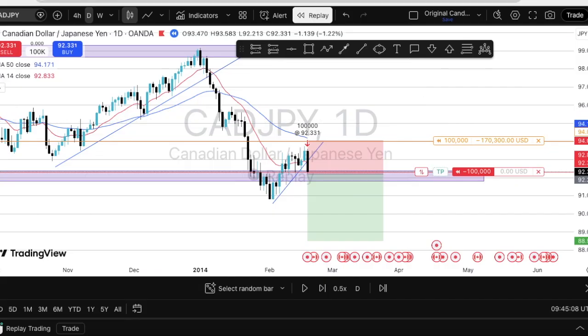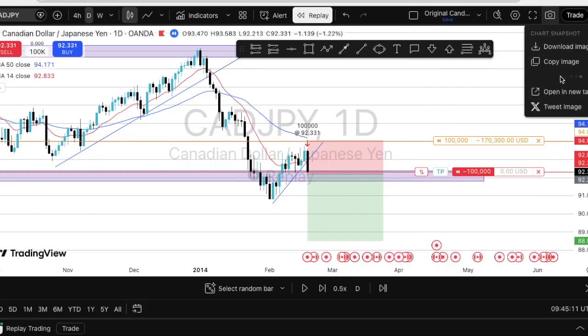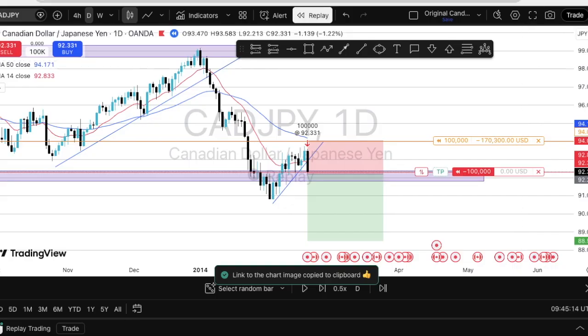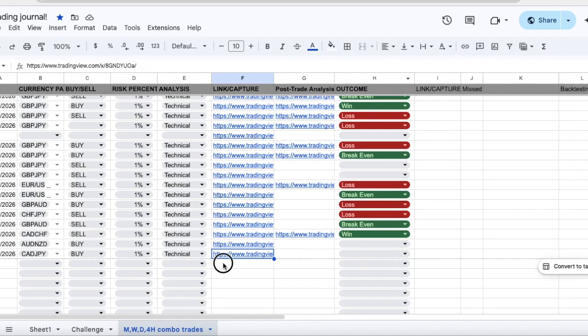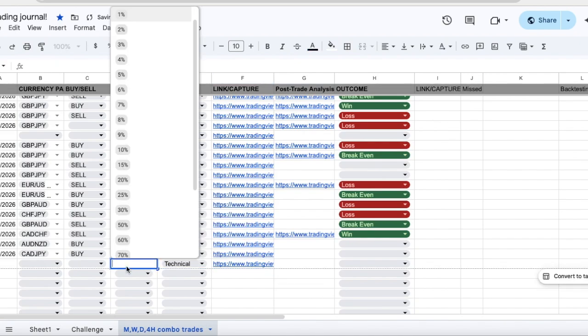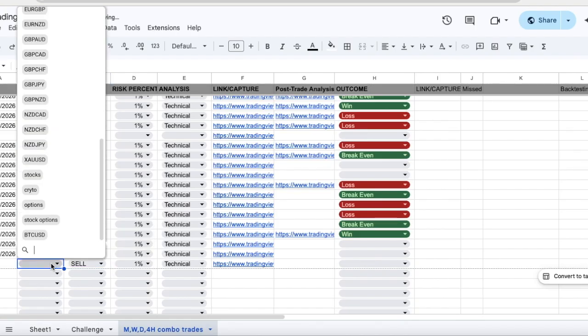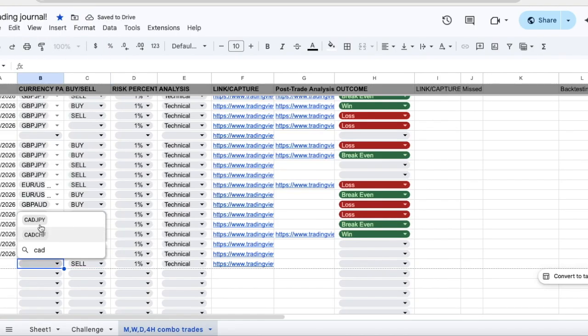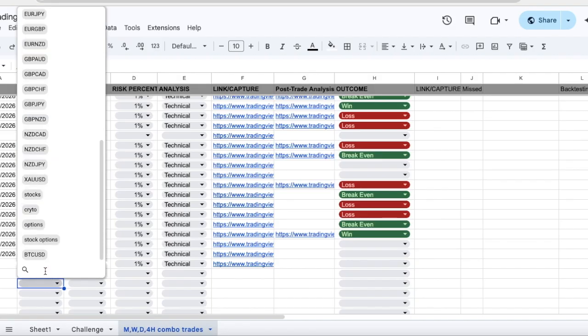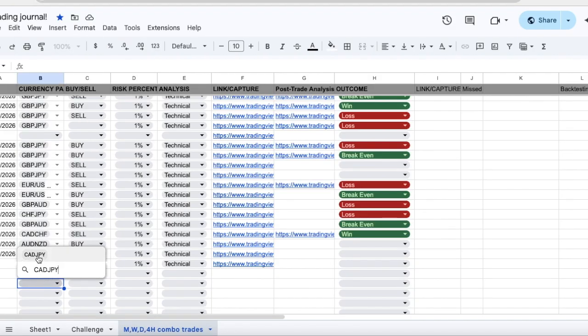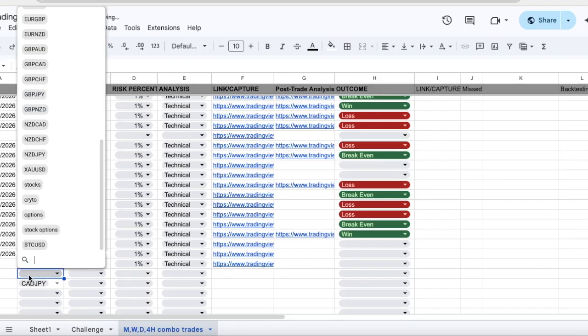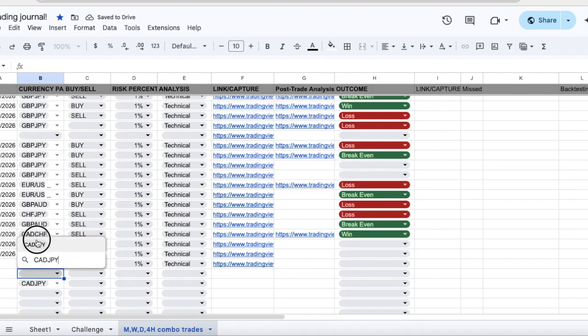So what we are going to do, we are going to document this trade by copying the link. We are going to go to our trading journal and we are going to paste it here for the link. We are going to use technical analysis. We are going to act like we are using 1%, and it is a sell, and it's Canadian dollar JPY, right? Since I'm doing Canadian dollar JPY, a trick that I'm going to do, I'm just going to say, okay, since I'm taking 5 trades, I will just use only the Canadian dollar JPY, just like this.